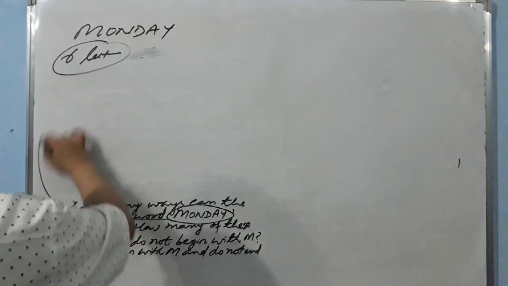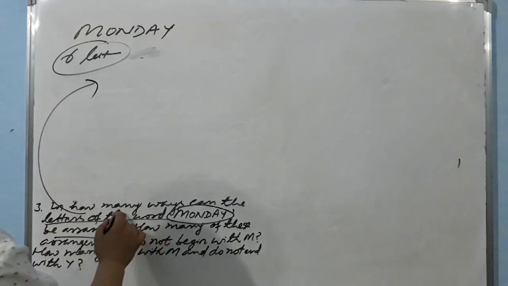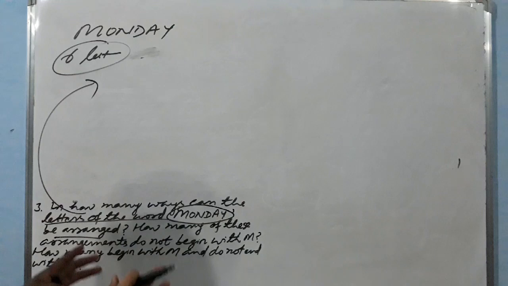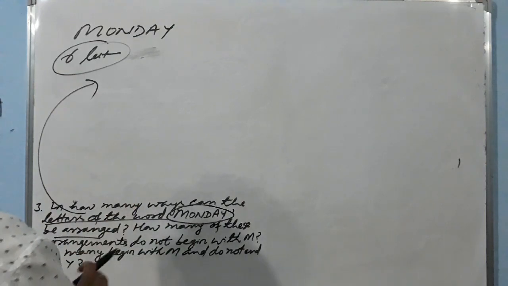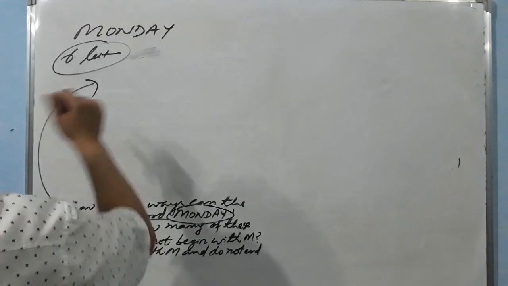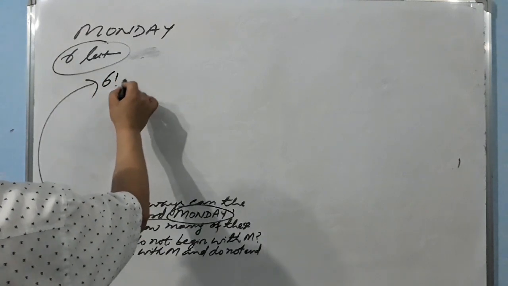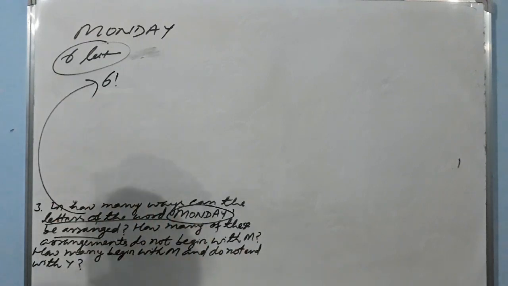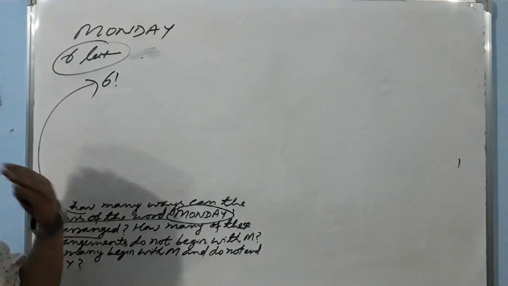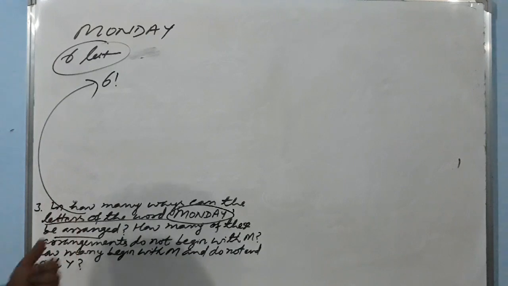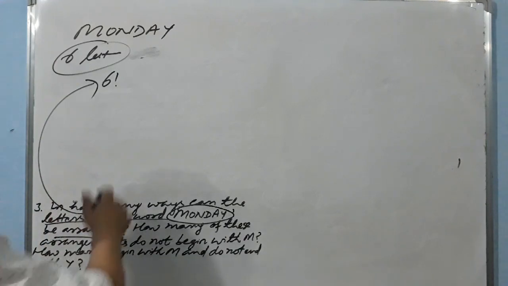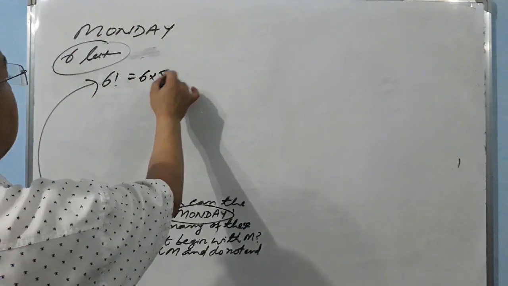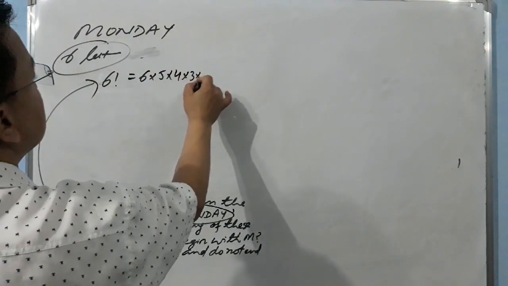So in how many ways can the letters of the word Monday be arranged? The answer is 6 factorial, right? Or you can write it like this also, for the first part: the total number of arrangements of the letters of the word Monday is equal to 6 factorial, that is 6 times 5 times 4 times 3 times 2 times 1.